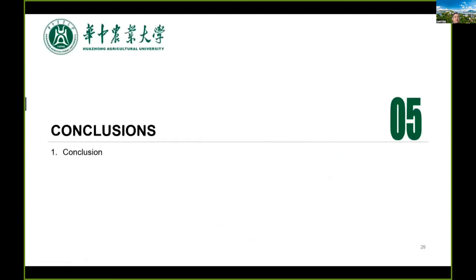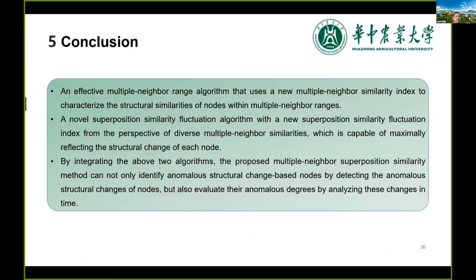Finally, the conclusion. We propose an efficient multiple label range algorithm. We propose a novel superposition similarity fluctuation algorithm by integrating the above two algorithms. The multiple label superposition similarity method can not only identify the anomalous structure change based node by detecting the normalized structure change of nodes, but also evaluate their anomalous degree by analyzing those changes in time.